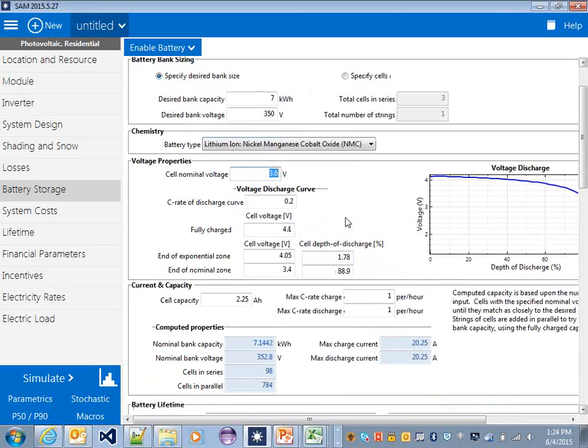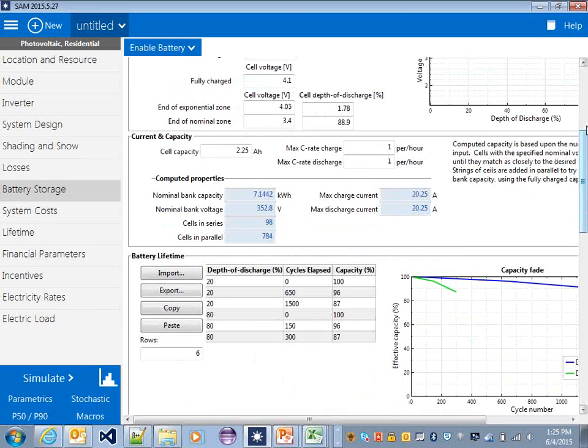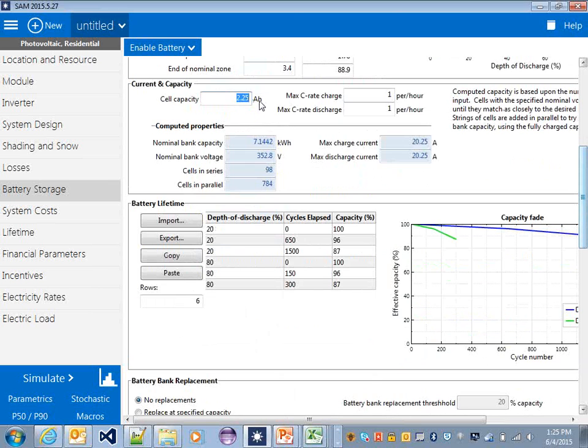We won't touch these voltage properties. Basically, depending on the state of charge, the terminal voltage of a battery changes, and that's what that curve is. We'll leave the cell capacity alone. This max C rate of charge and discharge allows you to tailor how much power is allowed to both charge and discharge the battery. For those of you not familiar with C rates, it's a battery-specific jargon that scales the currents relative to the capacity.